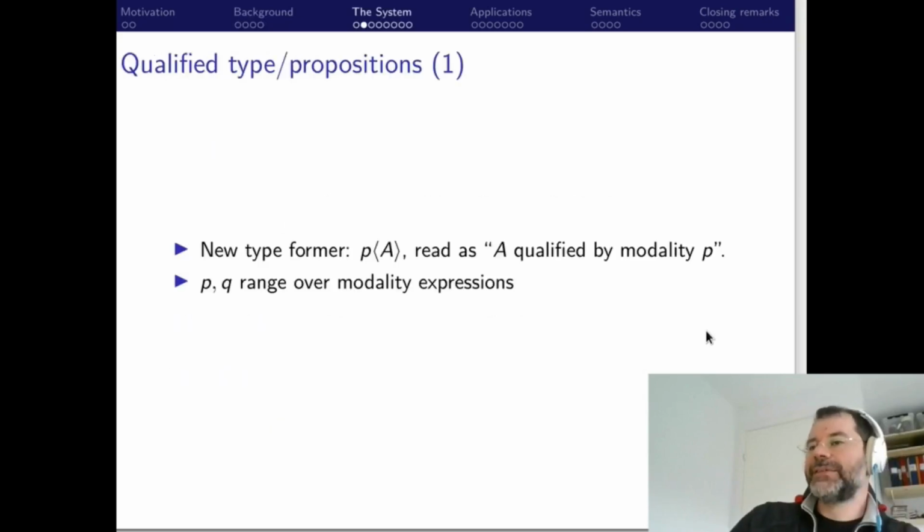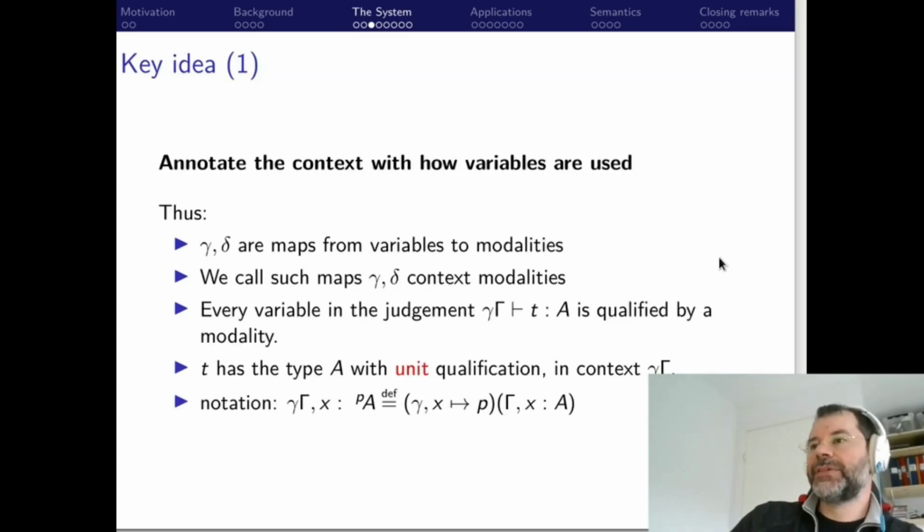As suggested by the examples that I've shown above, we add a new type form, boxed P A, which I will just read out as P A in the future. This means A qualified by modality P. To support modal types, the key idea is to annotate every variable with a modality in addition to its type.